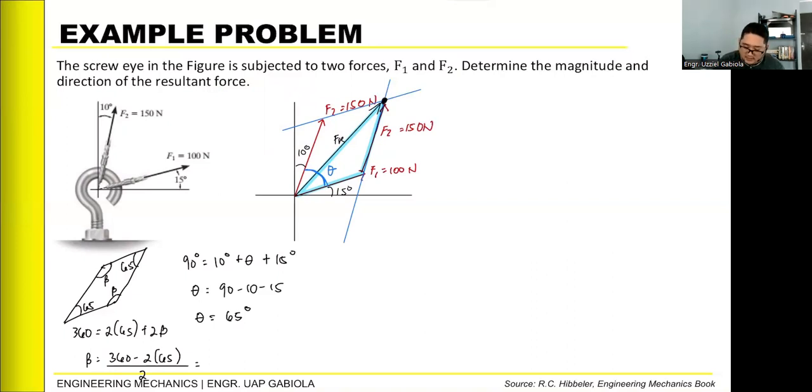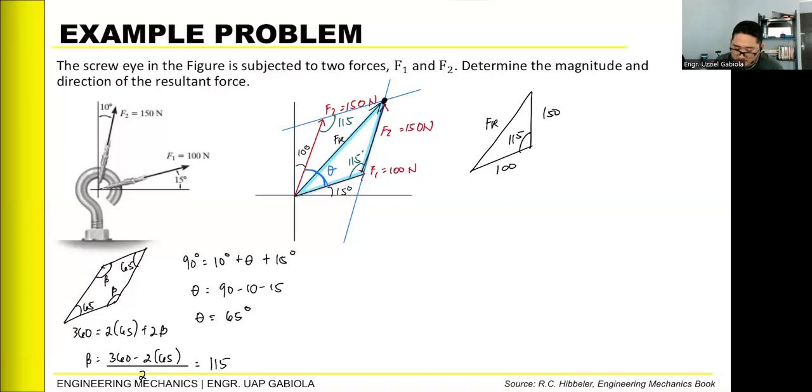That is 115. So, ibig sabihin, ito, ang angle nito is 115. And ito ay 115. Okay? So, pag in-isolate natin yung triangle natin, okay. So, ito yung 115 natin. Ito ay 150. Ito ay 100. Ito yung FR natin. Okay.